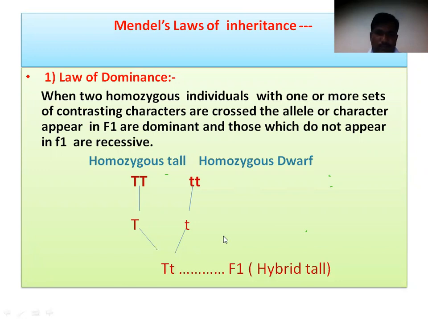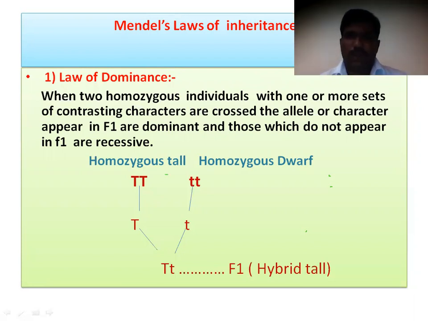The first law given by Mendel's laws of inheritance is the law of dominance. The law of dominance states that when two homozygous individuals with one or more contrasting characters are crossed, the characters that appear in the F1 generation are called dominant characters.